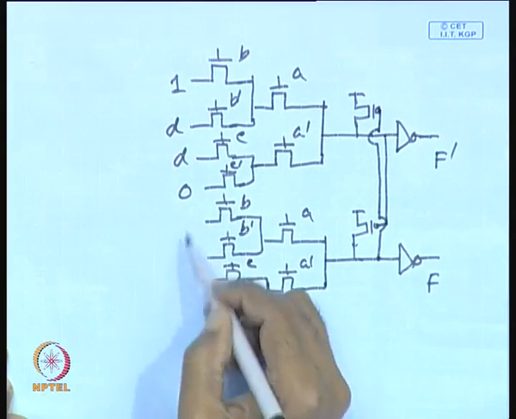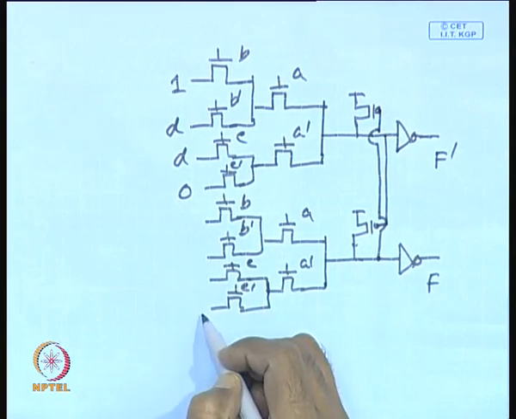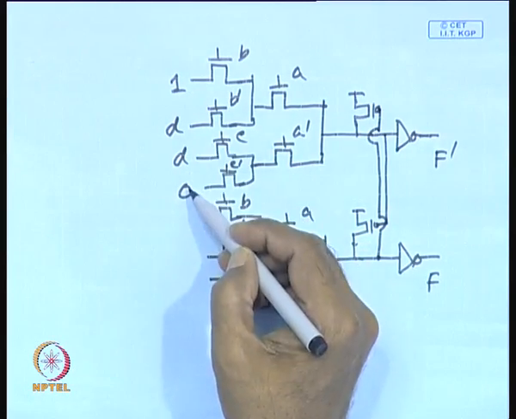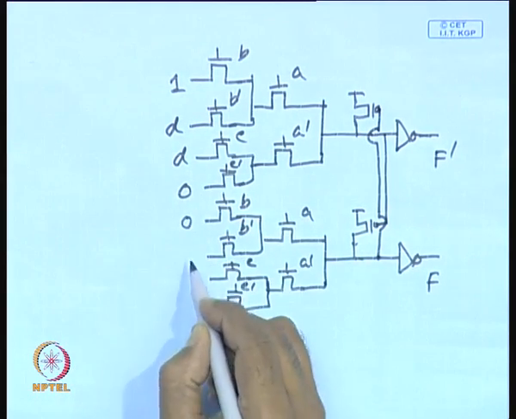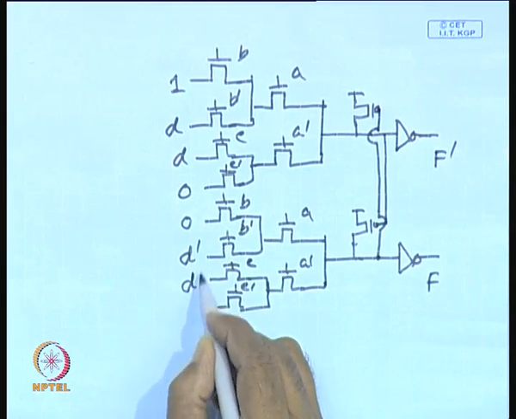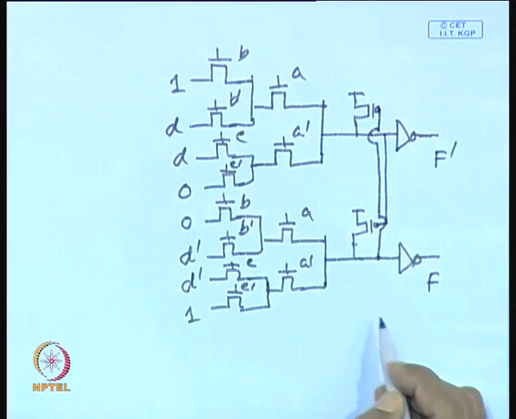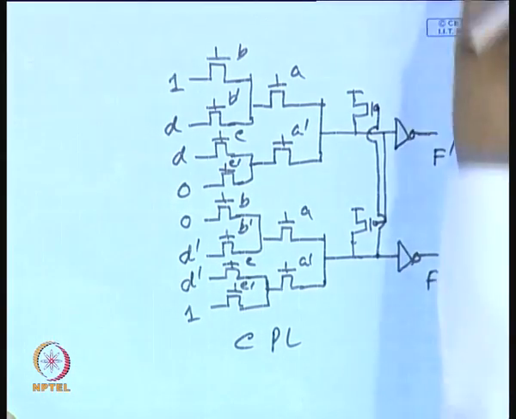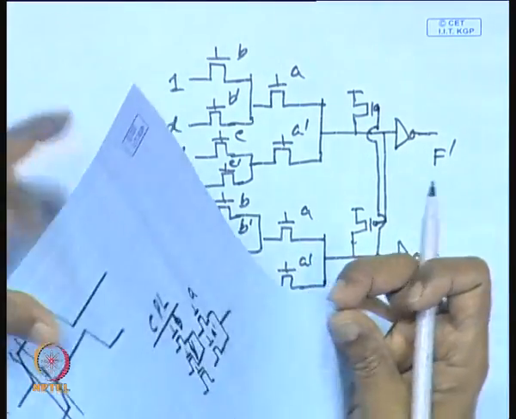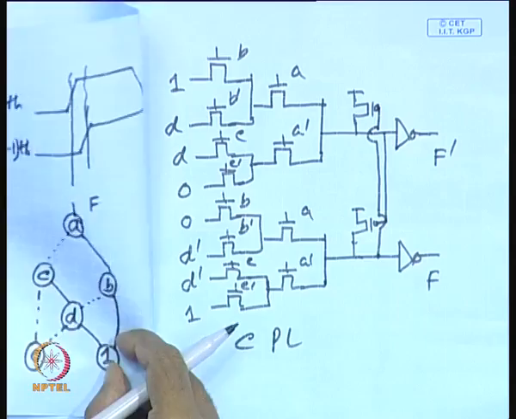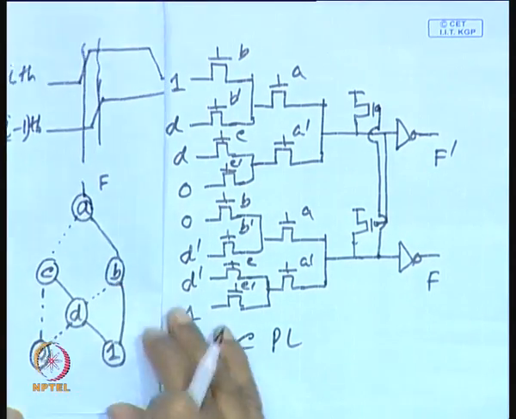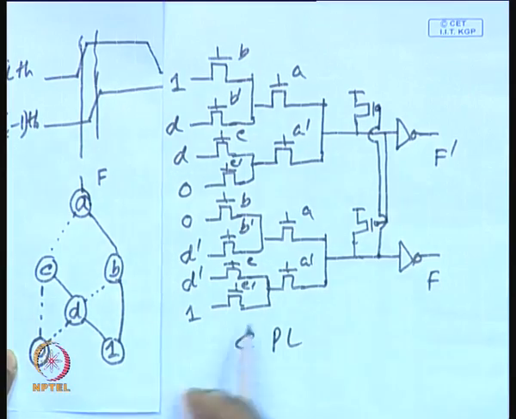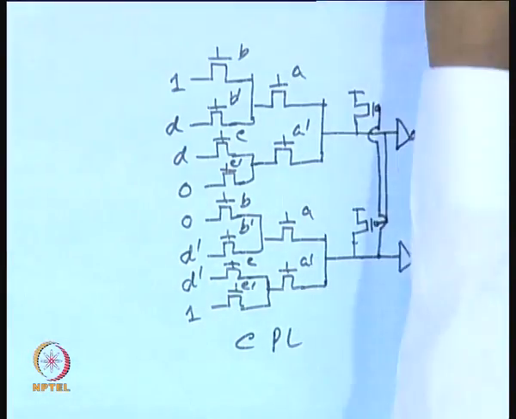Now, what will be the inputs here? Since it is realizing the complementary function, the only thing that you have to do is apply complementary input. So, here it will be 0, D bar and 1. So, this is how you can realize the CPL circuit starting with this ROBDD. So, this is the ROBDD, and the corresponding CPL circuit is shown here. So, this is how you can realize the circuit.